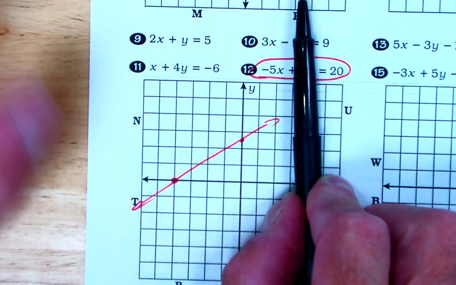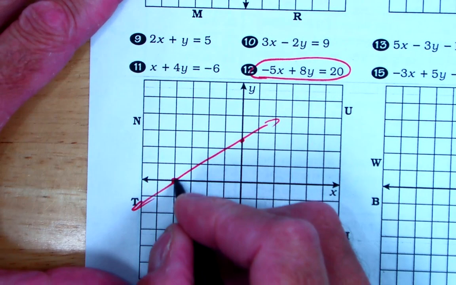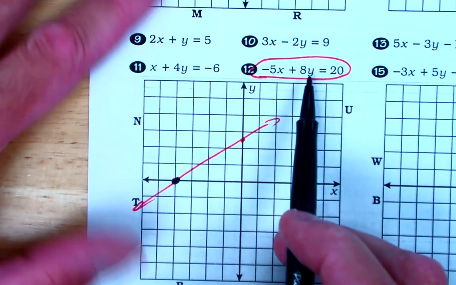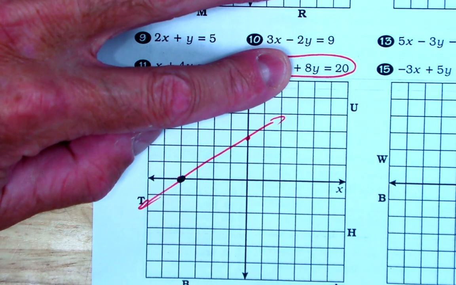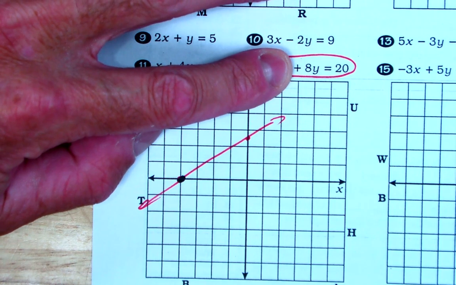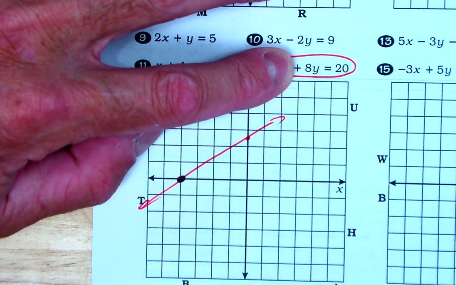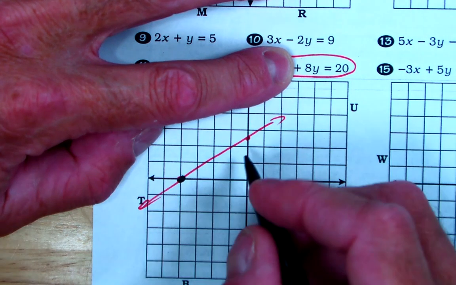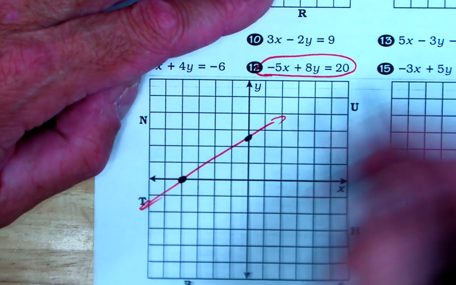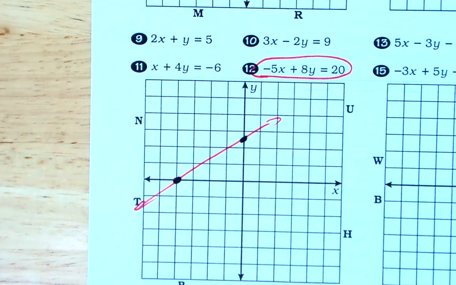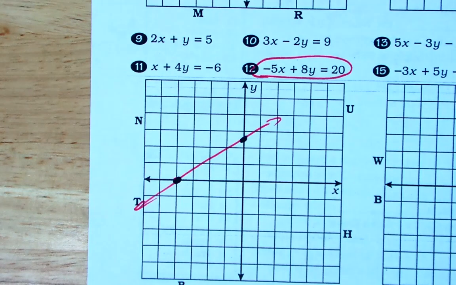-5 times -4 gives me 20. So that's where I got this point from. My y-intercept, if I plug in 0 for x, then I could tell that 20 divided by 8 is 2.5. That's where I got this point from. So remember that you can always find your x and y-intercepts if you want.